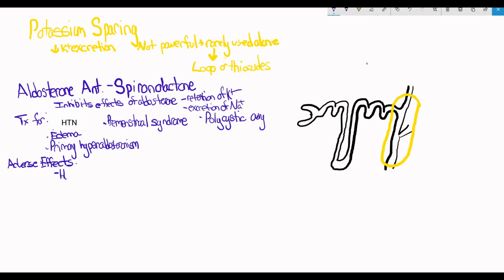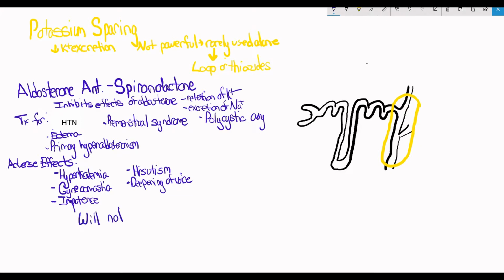Adverse effects include hyperkalemia, gynecomastia, impotence, hirsutism, and deepening of the voice. Those happen because spironolactone is a steroid derivative with a similar structure to progesterone, testosterone, and estrogen. Usually this medication also takes longer than 48 hours to start working.